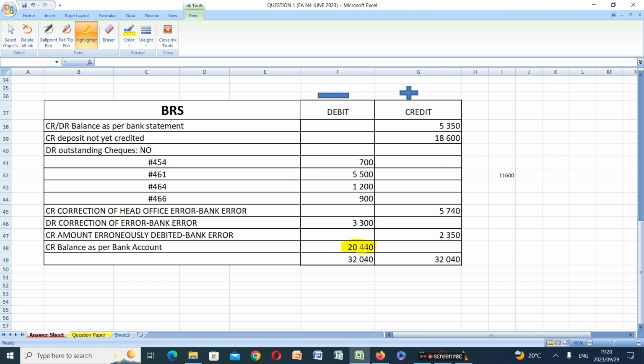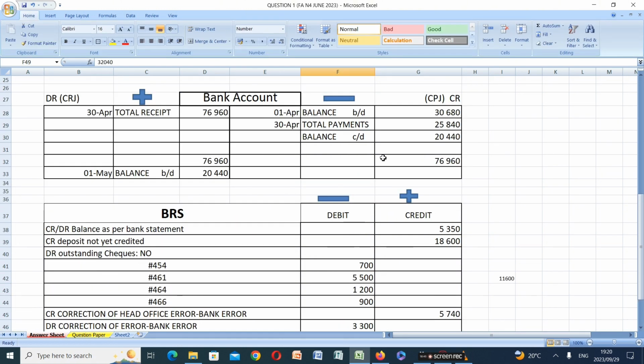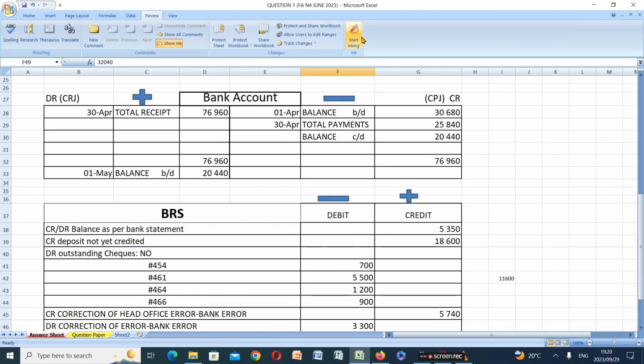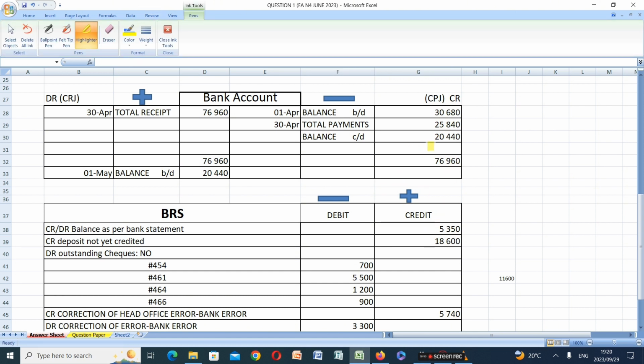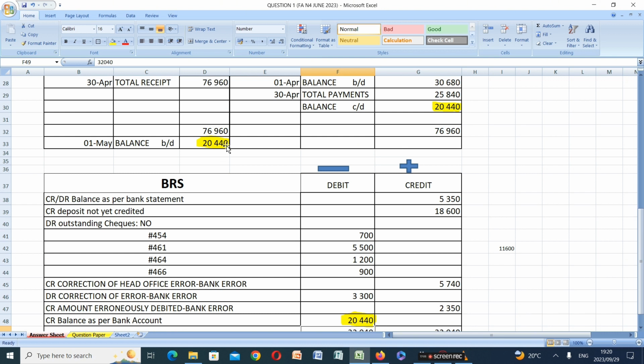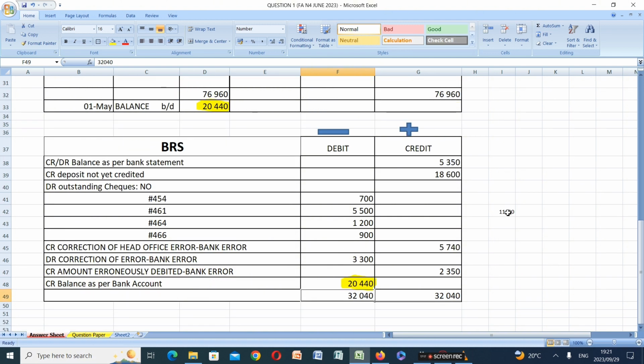So this amount needs to be the same as the amount we got on the bank account. How do we know if it balances or not? This amount needs to be the same as this amount. As we can see already, it's the same. So meaning everything balances. So balance brought down is 2440. That's how you know that you did everything correctly, and that's how you know everything balances or not.